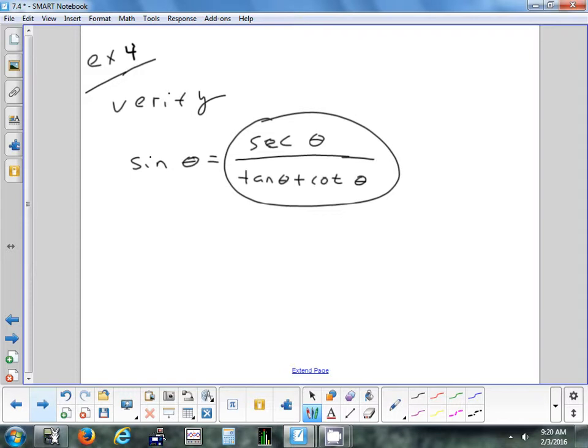Okay, so with verify, again, they're going to give you a side that looks simplified. They're going to give you a side that looks complicated. Our goal is going to be to take the complicated side, turn it into the simple side. If we can do that, we're done. Okay, so for this whole problem, just leave sine theta on the left. You're never going to do anything with it. We're just going to try to rewrite the right-hand side.